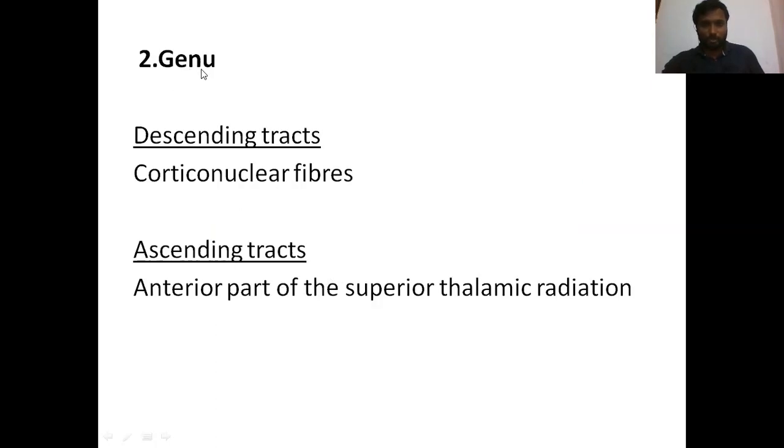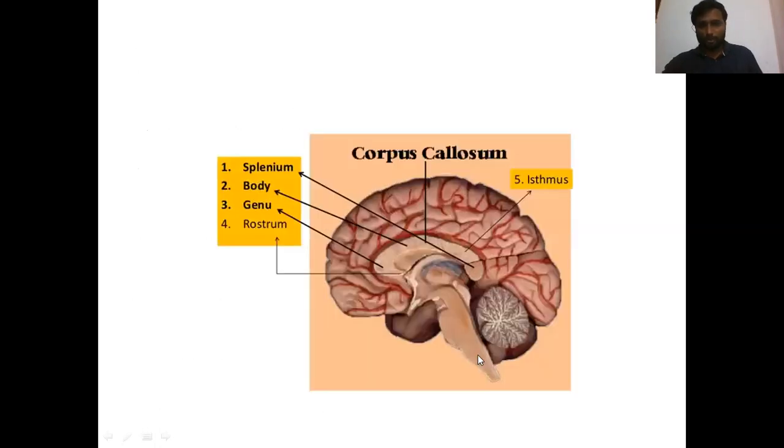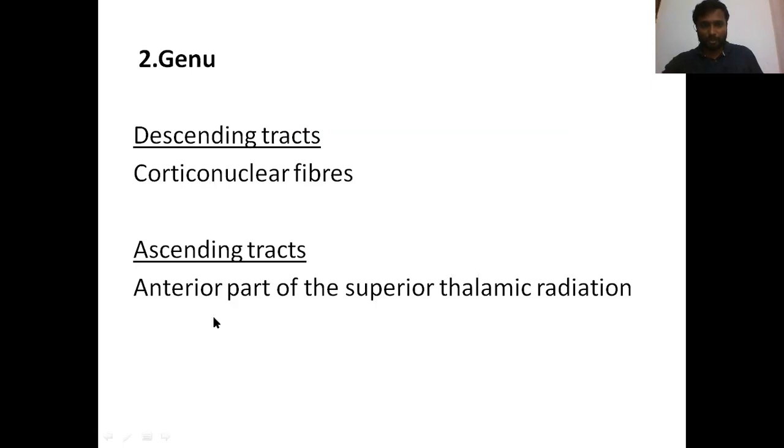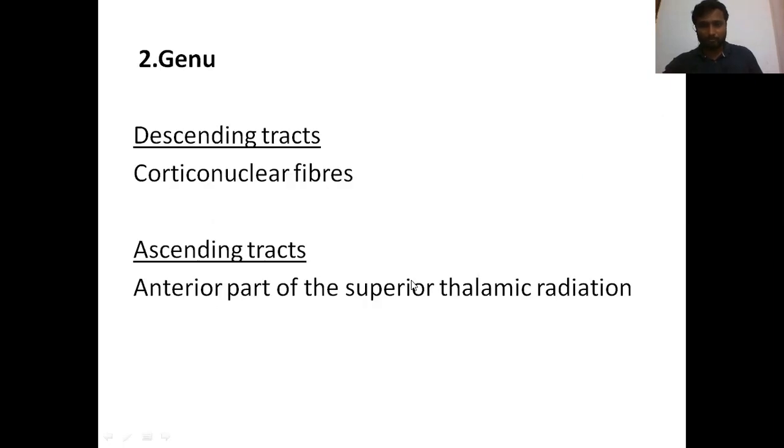Now, what are the fibers passing through the genu? Corticonuclear fibers, from the cerebral cortex to the nucleus. Nucleus here means the nuclei of the cranial nerves, so we'll discuss it later. Anyway, from the cortex to the nuclei located in the brainstem. And also the anterior part of the superior thalamic radiation. I told you what is meant by superior thalamic radiation, from the thalamus to this part. Only the anterior part of the superior thalamic radiation.